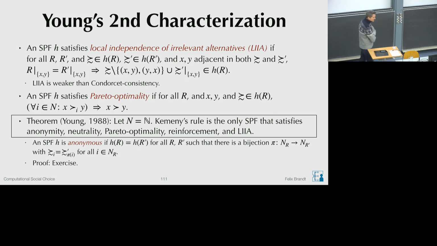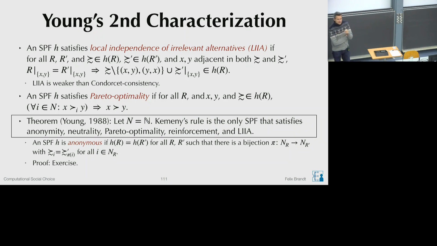So you have seen constructions like these before. If you want to show the independence of axioms in characterizations, you take all of the axioms but one, and then you show that there's a function different from the one that is being characterized that satisfies all of these axioms but one. And interestingly here, for the second characterization, if you take everything except LIIA, the function that satisfies all of these axioms and that is different from Kemeny is the Borda social preference function.